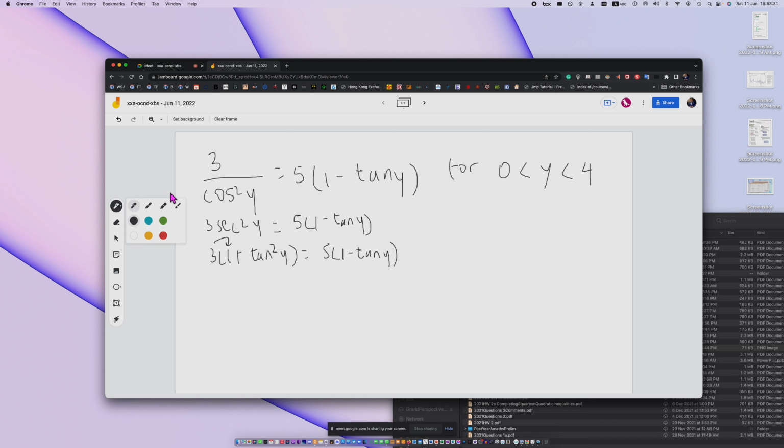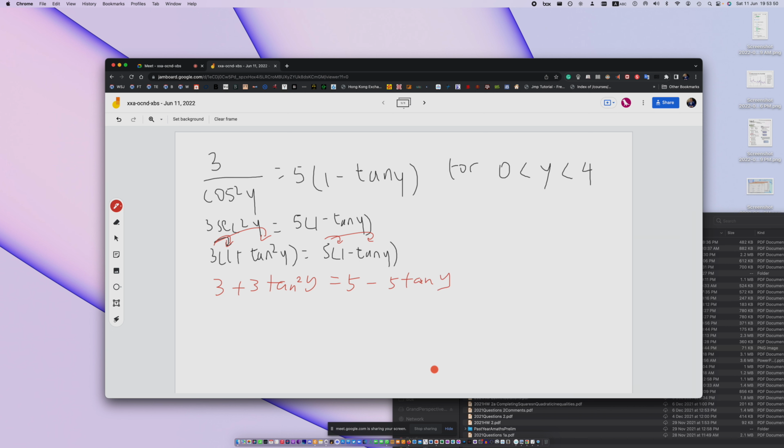Let me use a different color. You need to open the bracket here. So you get 3 plus 3 tangent square y. And of course this you open the bracket. So hopefully you have written the question correctly. So you get 5 tangent y.